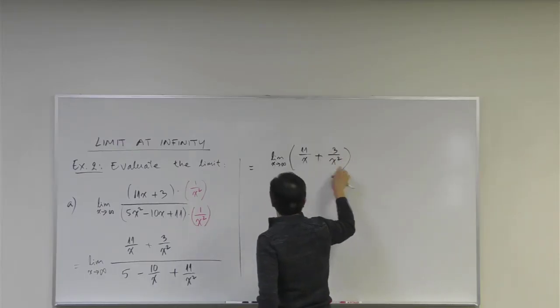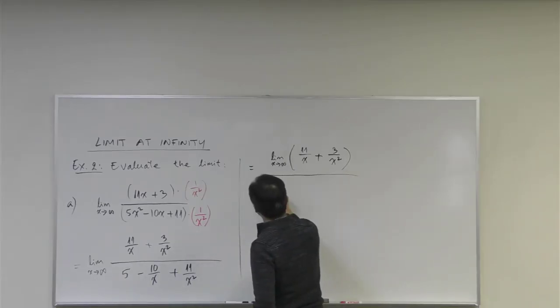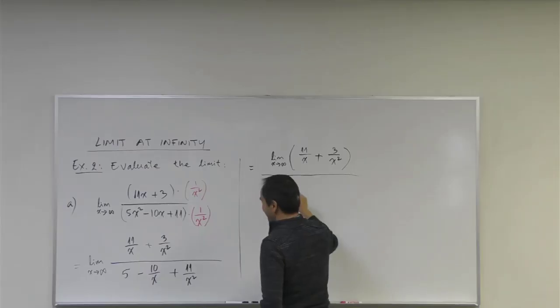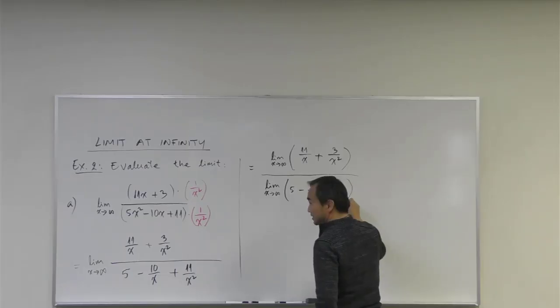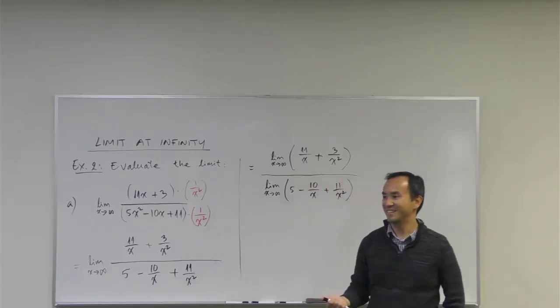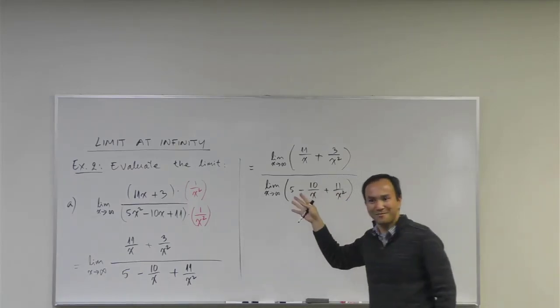And then limit laws say you can also find one separate limit for the denominator, with the three terms: 5 minus 10 over x plus 11 over x squared. You guys see what I'm doing there? Anyone need time to get caught up?